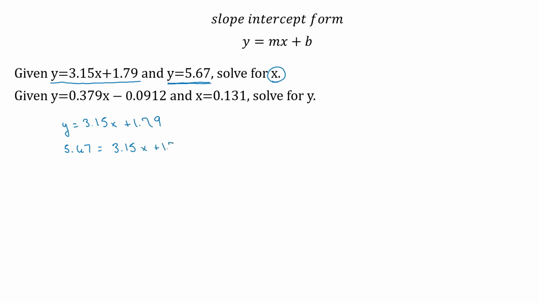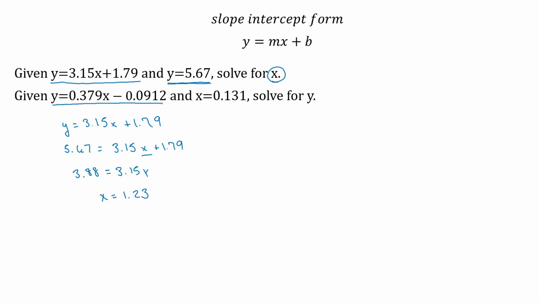3.15x plus 1.79. All I need to do is algebraically solve for x. This becomes 3.88 equals 3.15x, and so therefore x equals 1.23.